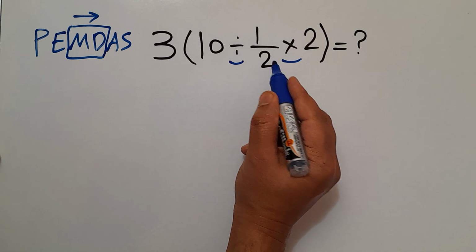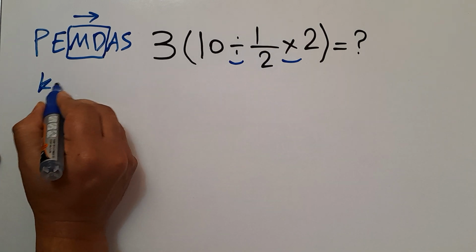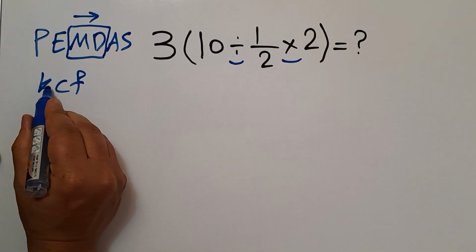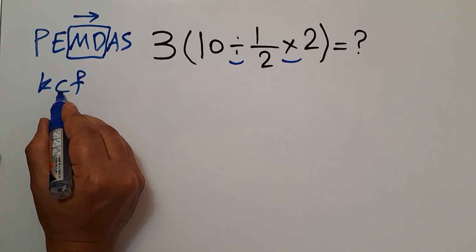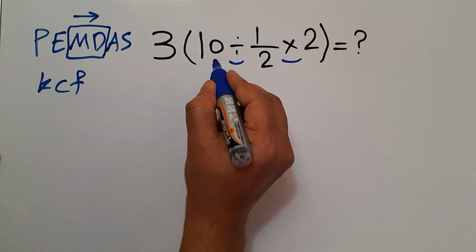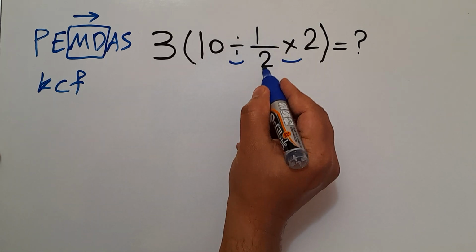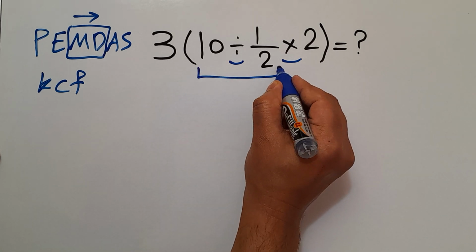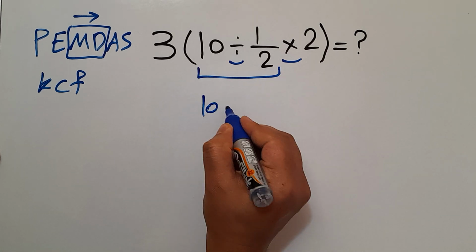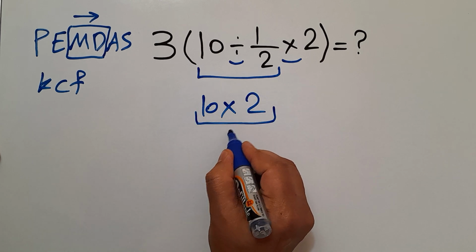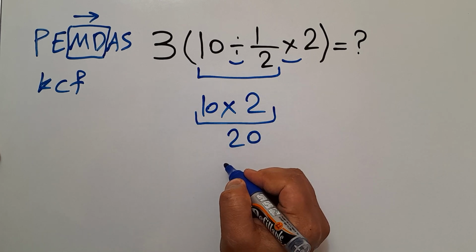Based on the KCF rule, K stands for keep, C stands for change, and F stands for flip. 10 divided by 1/2 can be written as 10 times 2. And 10 times 2 equals 20.